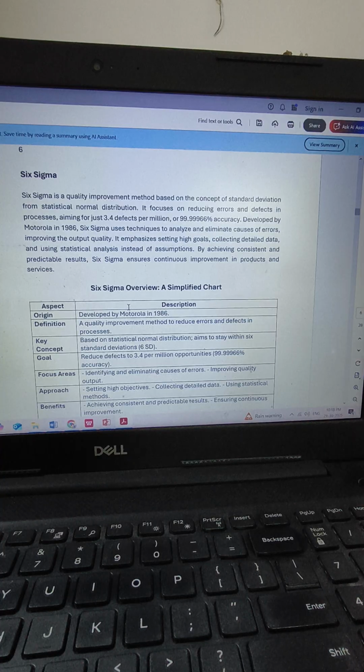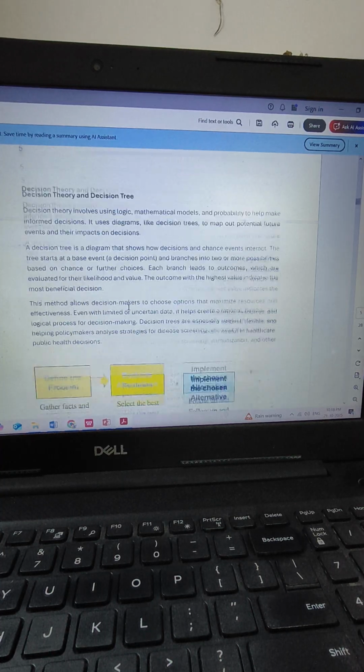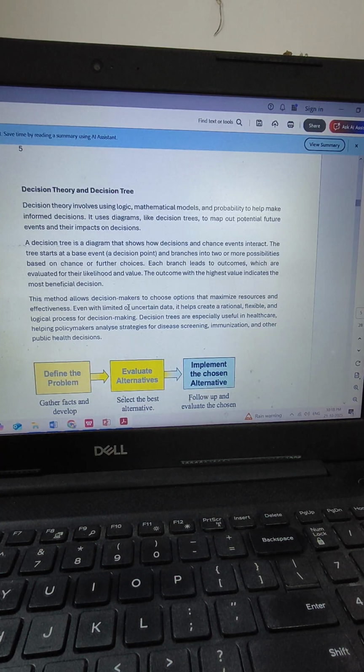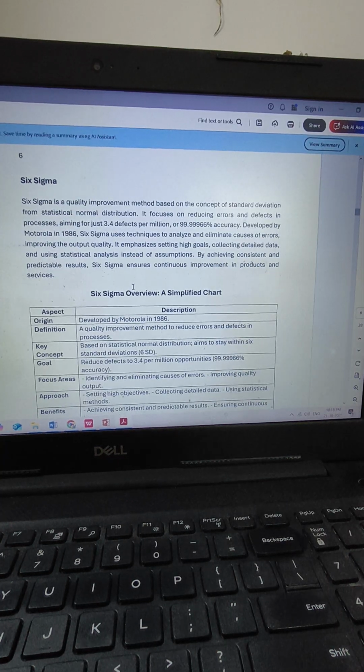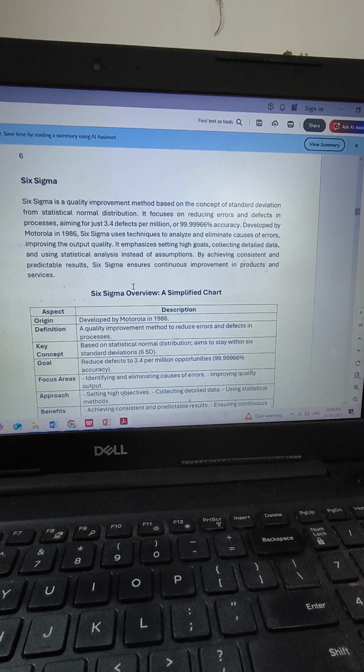instead of just assumptions. In decision tree, what we did, we just assumed, right? We started with a decision, and then we are branching out. We are talking about what will happen if we choose to go forward with this decision. But here in Six Sigma, there will be statistical analysis done instead of just assumptions.